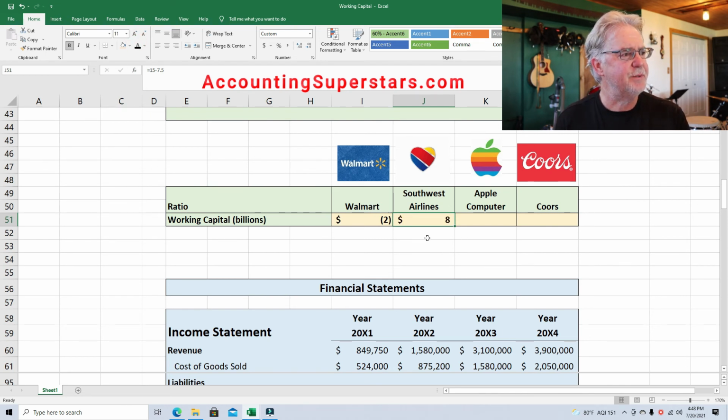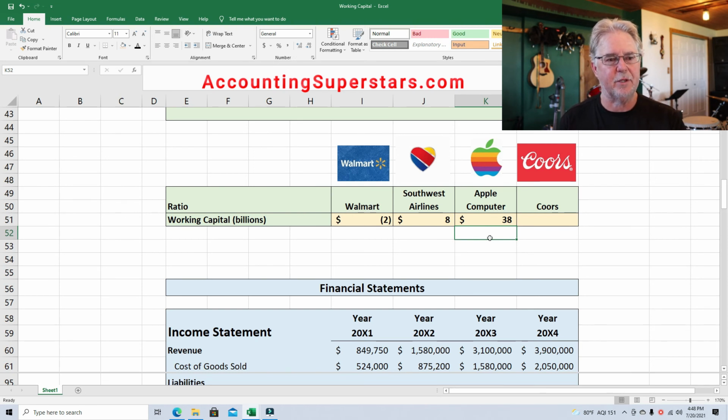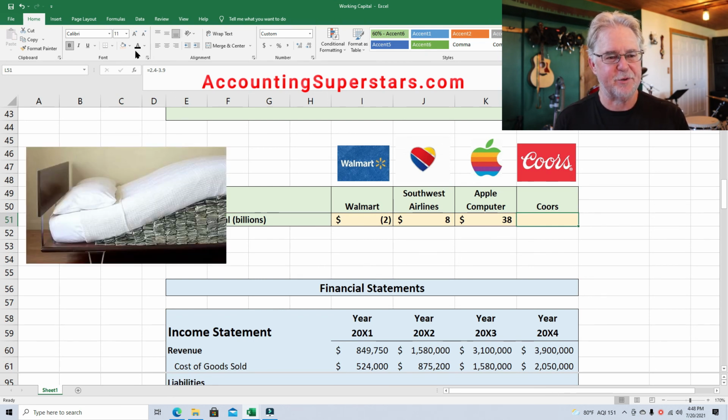Southwest Airlines, see what they have. They've got $8 billion in working capital, all right? And you might say, well, is that enough or too much? Well, it depends on the industry. Apple Computer, they've got $38 billion in working capital, all right? And again, you know, is that enough? Is that too much? You don't want to have too much, because if you have too much working capital, then you're not putting it to productive uses, because a lot of working capital, like inventory, just sits there and collects dust, and you don't want to have $38 billion collecting dust, all right? You'd have to have a pretty big mattress to stuff that $38 billion under your mattress.